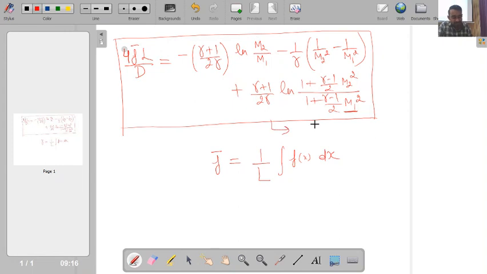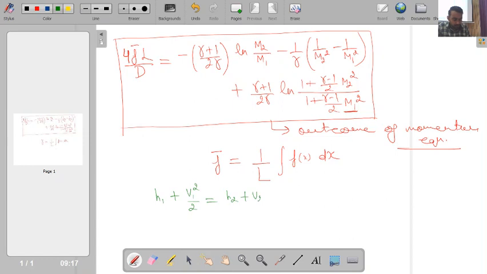So let's look at this particular equation. This is nothing but the outcome of the momentum equation. Now let's consider the energy equation. As per the energy equation, we will have h1 plus v1 square by 2 equal to h2 plus v2 square by 2.